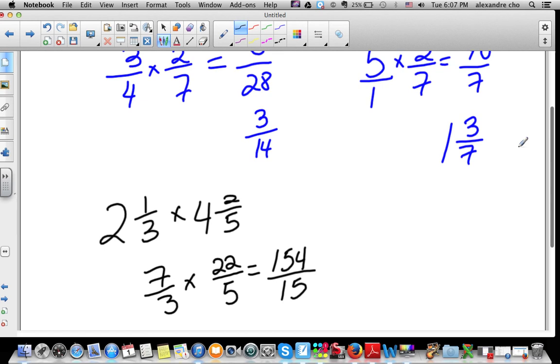Tomorrow you'll do division. I want to devote a whole day to division because we want to practice the models. Okay, that's that for this.